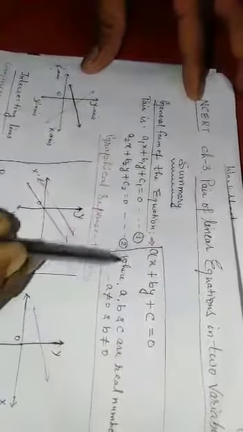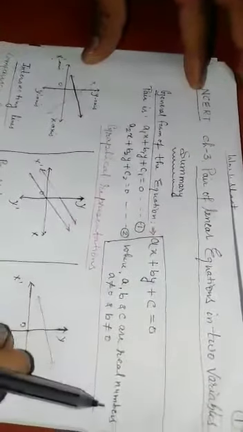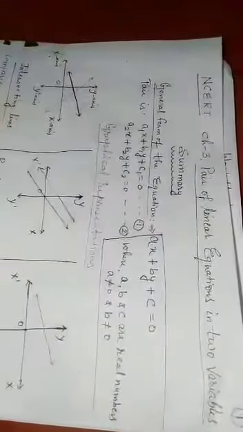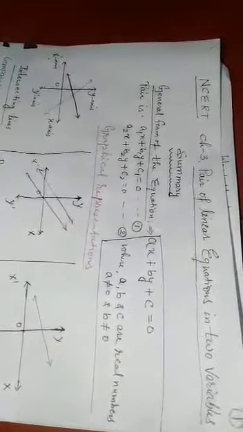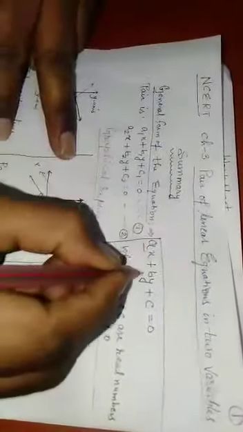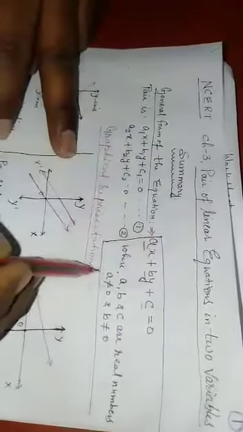As we know, the general form of the equation is ax plus by plus c equal to 0, where a, b and c are real numbers. And a and b should not be equal to 0.